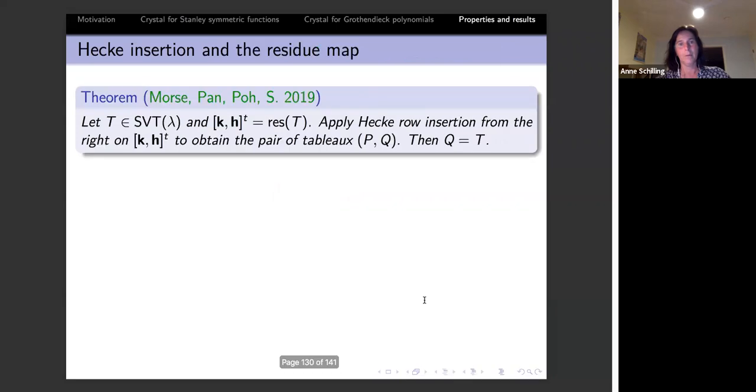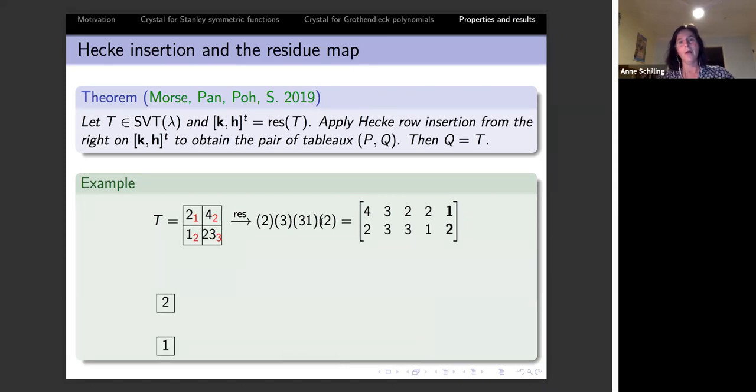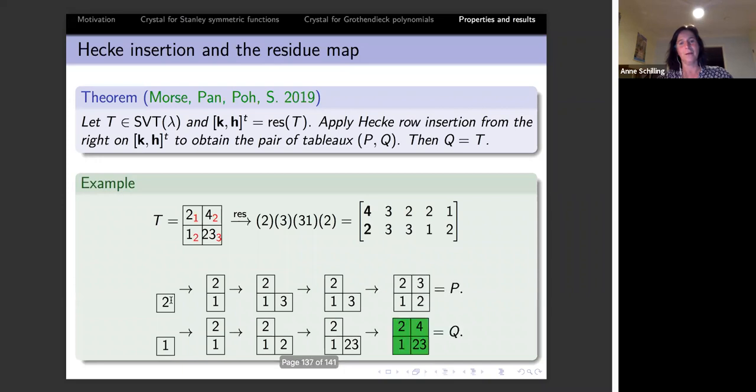And so what we showed is, again, that there's a relation between the residue map and this Hecke insertion. And again, it's easiest to do it in terms of an example. Start with a tableau and do the residue map, so we get a decreasing factorization. Now take this decreasing factorization and apply Hecke insertion to it. We do that, and you can see that the recording tableau is actually equal to the tableau that we started with.